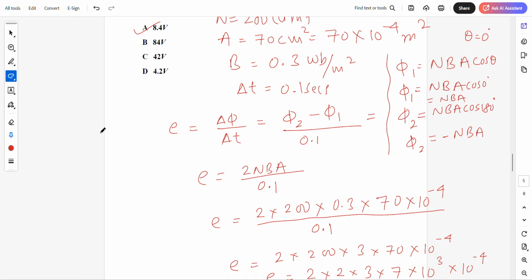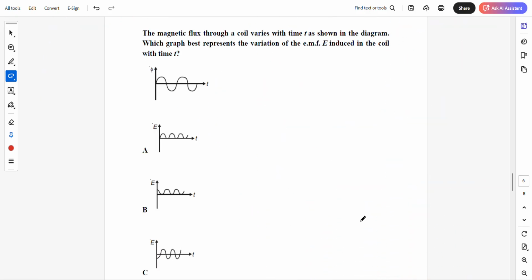Hope you understood how we got phi equal to BA cos theta. If N turns are there, we have to use N. If the number of turns is 1, N is equal to 1, it becomes BA cos theta. When theta is 0, phi is equal to BA. You have to be careful about this. Now, hope you understood this one. We'll go to the next problem.